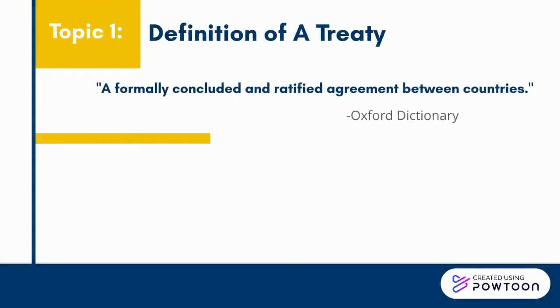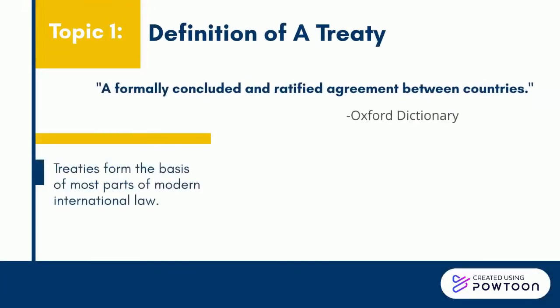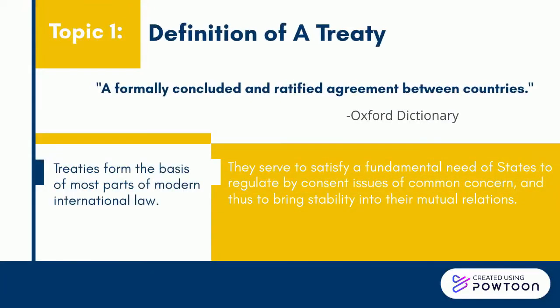The definition of a treaty. According to the Oxford Dictionary, a treaty is a formally concluded and ratified agreement between countries. Treaties form the basis of most parts of modern international law. They serve to satisfy a fundamental need of states to regulate by consent issues of common concern, and thus to bring stability into their mutual relations.